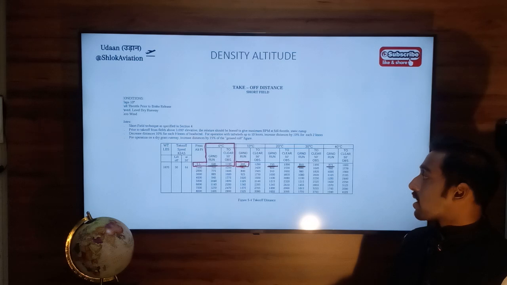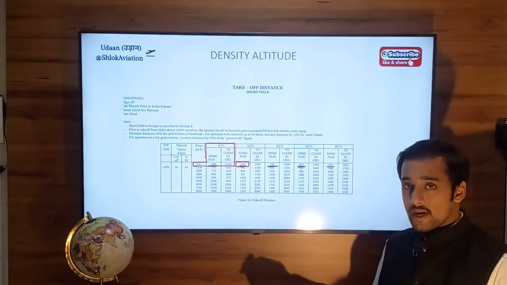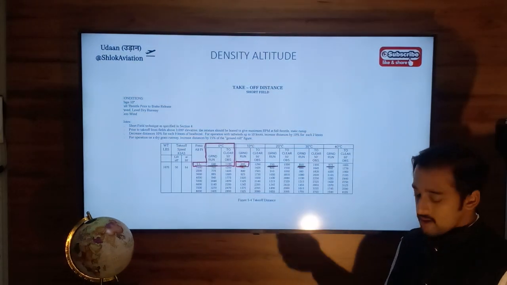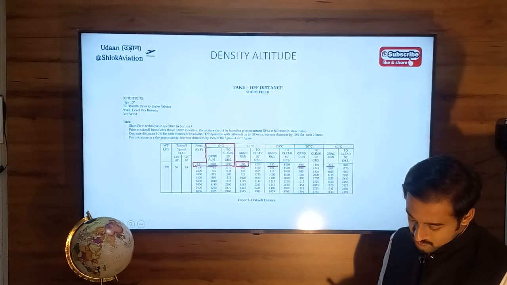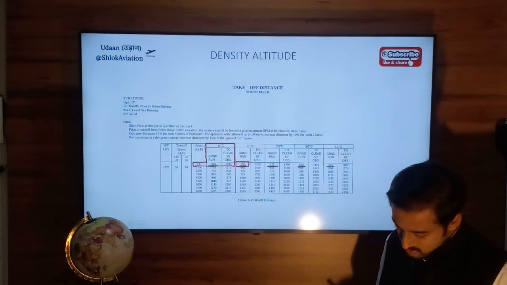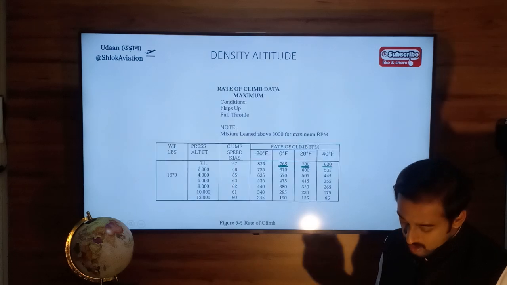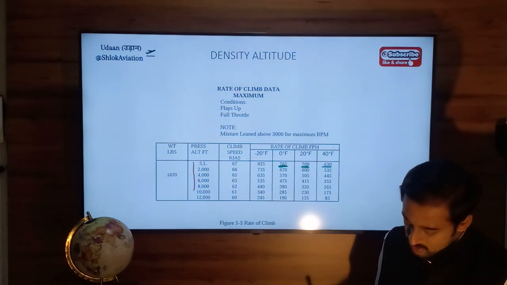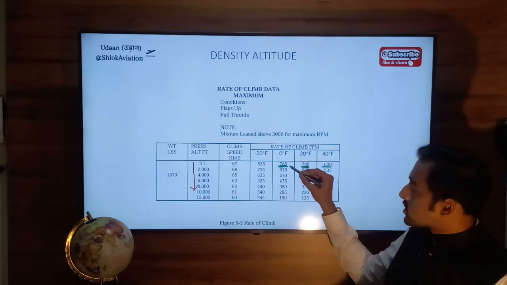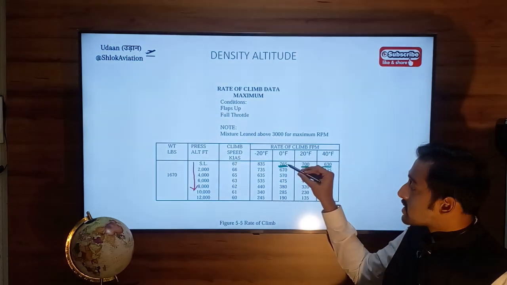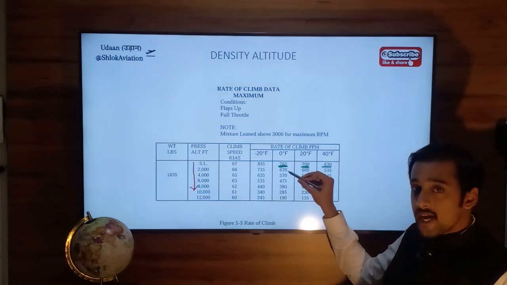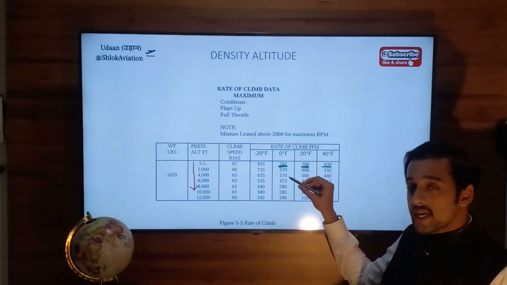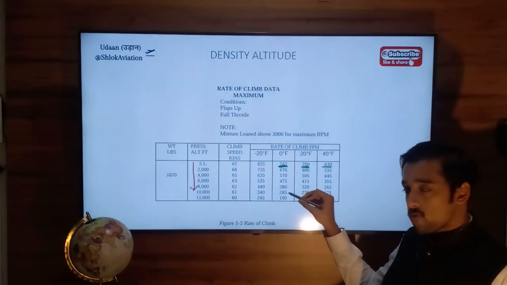So this is how the ground run goes on decreasing. This may be a printing error. Next, rate of climb data. Same as altitude increases, you can see the rate of climb also decreases with it. 765 has become 670 at 2000 feet, 570 at 4000 feet, so on and so forth.